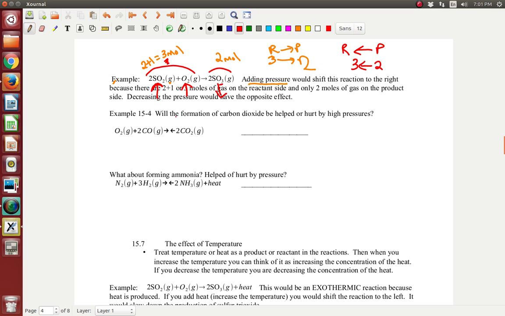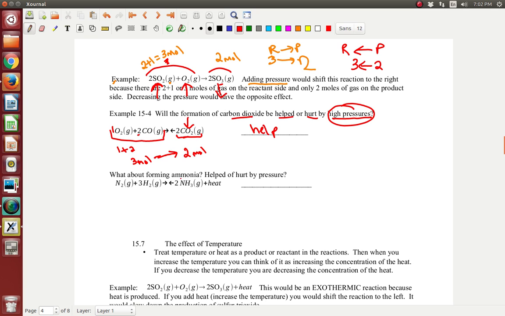Okay, now let's look at this one. Will the formation of carbon dioxide be helped or hurt by high pressures? So let's look at this. On the reactant side, how many moles of gas do we have? Well, we have 1 mole here and 2 moles there, so 1 plus 2. I have 3 moles of gas on this side. What about on the product side? I have 2 moles. So if I'm increasing pressure, is it going to help or hurt the formation of carbon dioxide, this stuff right here? Well, it's going to push it this way. So an increase in pressure is going to help it this time.